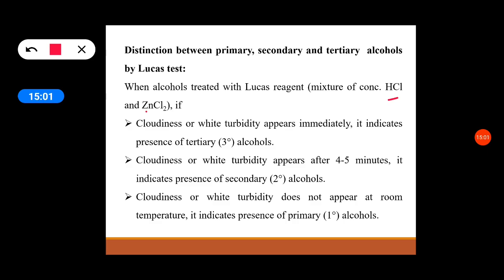So if cloudiness or white turbidity appears immediately, it indicates presence of tertiary alcohols. If cloudiness or white turbidity appears after 4 to 5 minutes, slowly, after treating the alcohols with Lucas reagent, it indicates presence of secondary alcohols. If cloudiness or white turbidity does not appear at room temperature, even after a longer time, but appears after heating, then it indicates presence of primary alcohol.